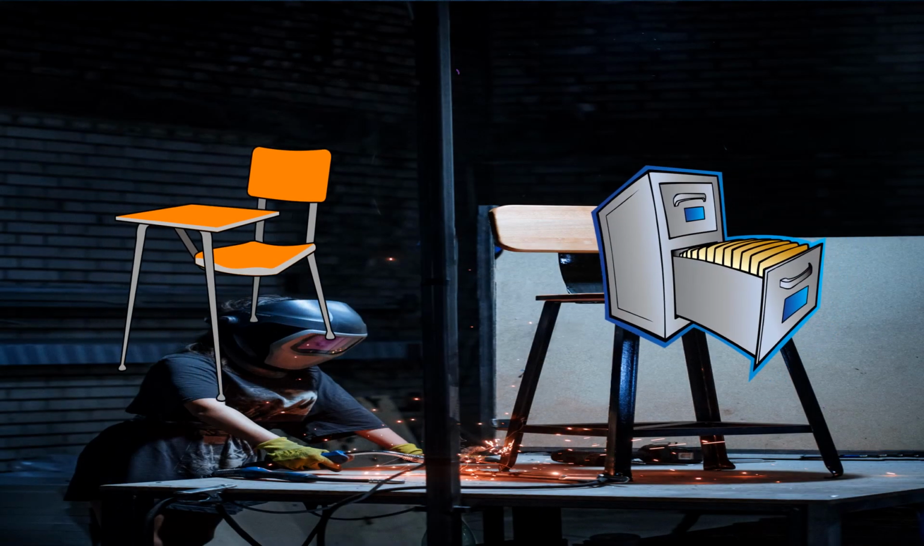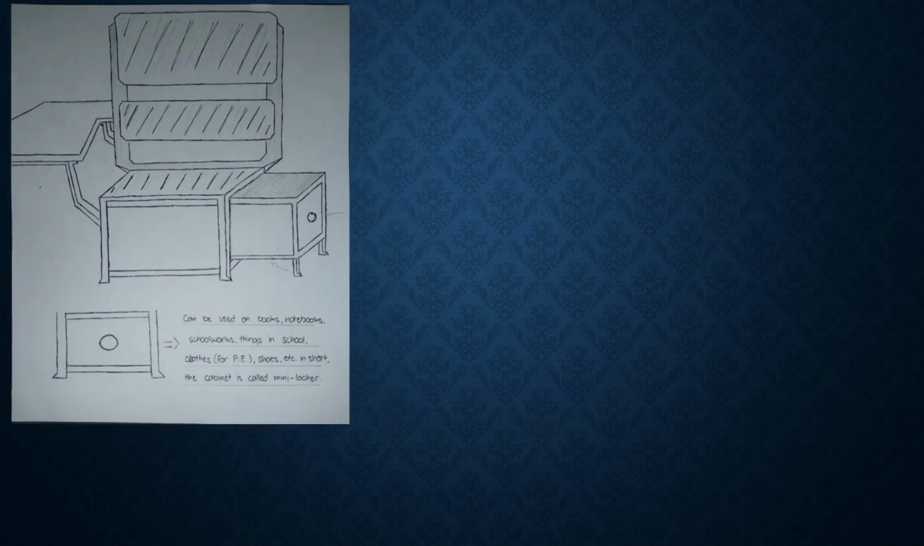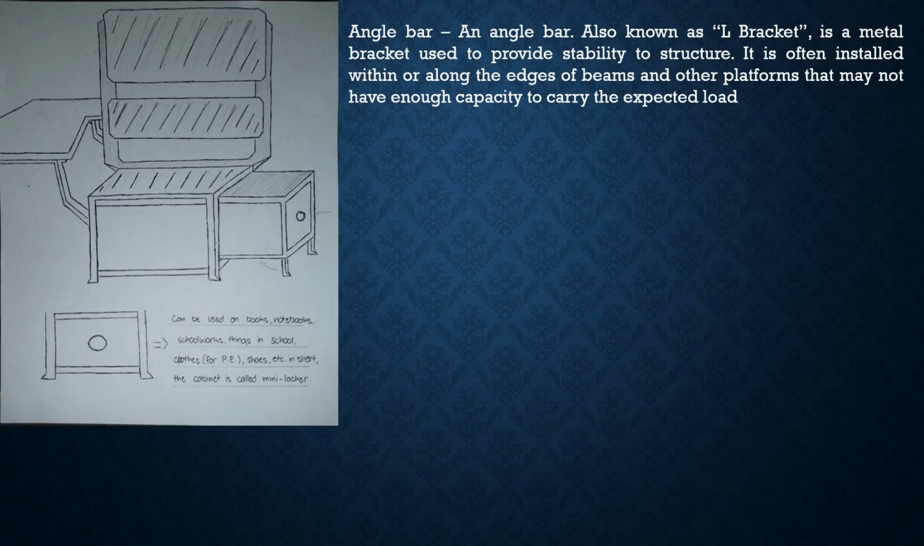Materials we are using for our product. Angle bar. An angle bar, also known as L-bracket, is a metal bracket used to provide stability to structures. It is often installed within or along the edges of beams and other platforms that may not have enough capacity to carry the expected load.